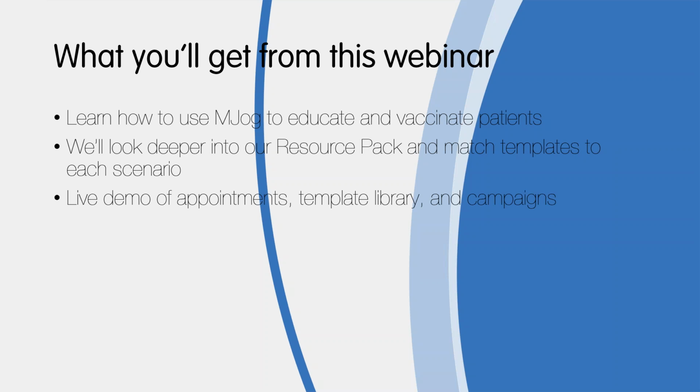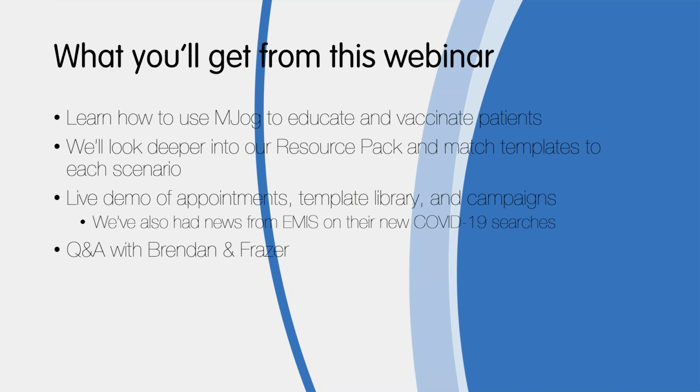Brendan's going to go over a live demo of appointments, template library, and also sending a campaign. We've also had really good news from EMIS this morning on their new COVID-19 searches they will be implementing. They'll be having searches within EMIS that can dig straight into the cohorts that have been provided, so it'll be nice and easy to send. And then we'll finish up with a Q&A with Brendan and Fraser.